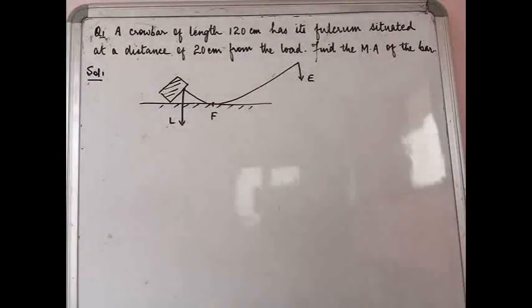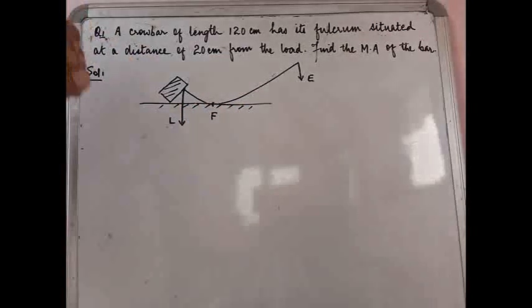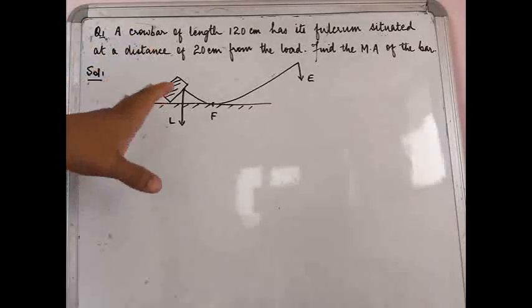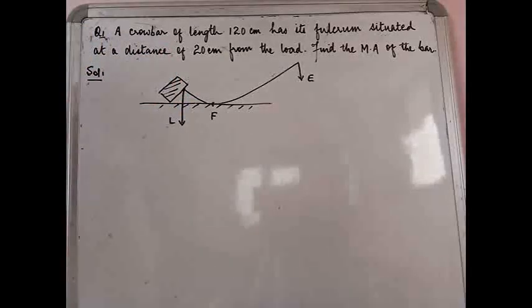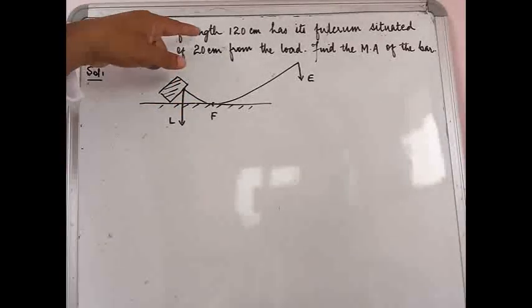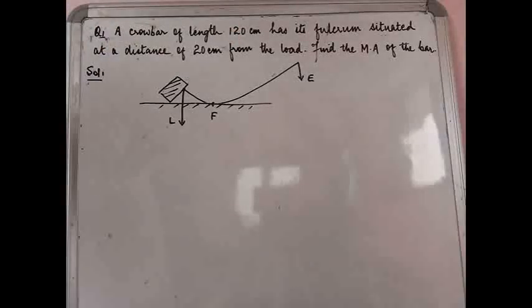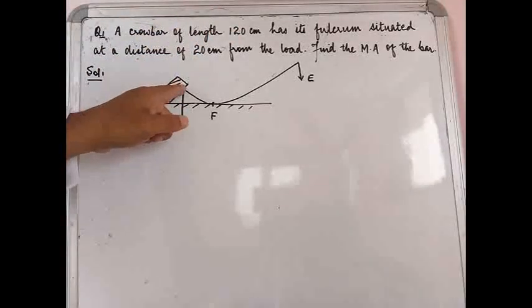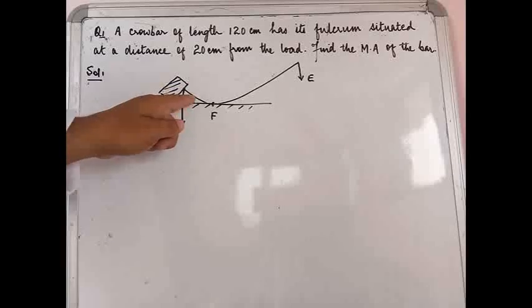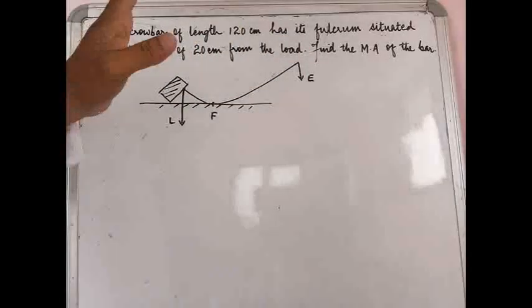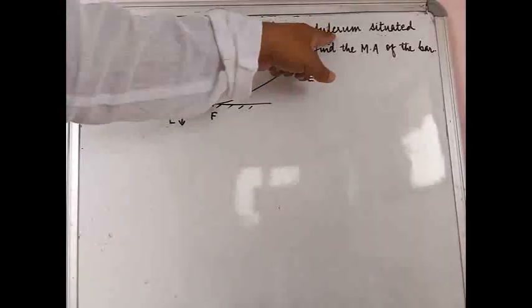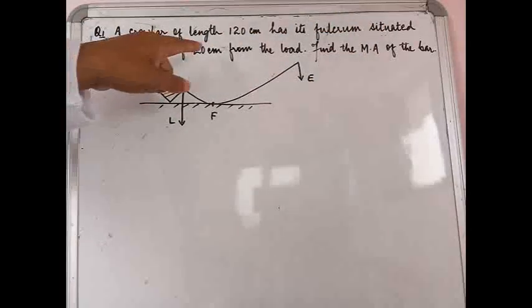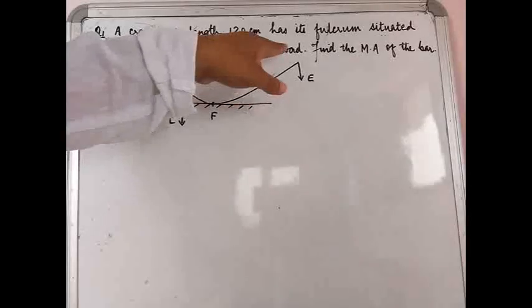The reason why marking these three things is extremely important is because unless you mark these three, you will not be able to identify what lengths these are. So a crowbar of length 120 centimeters. This information tells us that from here, which is one end of the bar, right up to the other end, the total length is 120 centimeters. So its fulcrum is situated at a distance of 20 centimeter from the load.